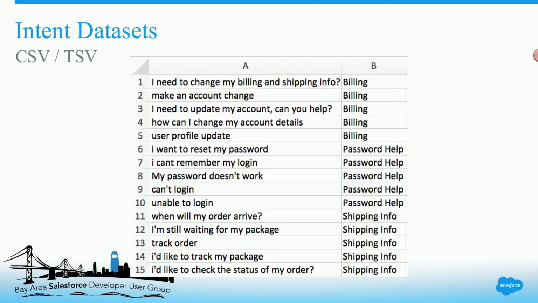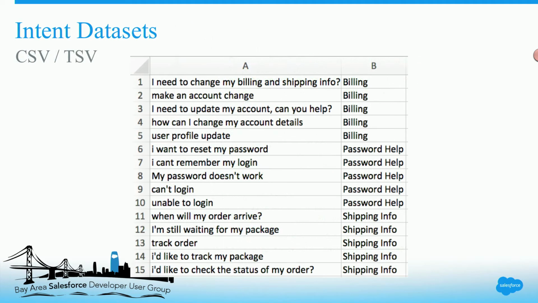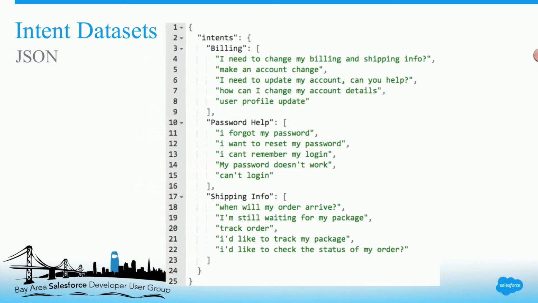You can do it in the CSV or TSV format, or you can use JSON. Maybe this looks a little more intuitive. You have a root property called intents, and there are properties for your different categories. The terminology they use in Einstein is that they call these labels: billing, password, shipping info. And they call all these different sentences examples. So you need this structure. It doesn't matter if it's the CSV format or the JSON format, but you need that data set to get started.